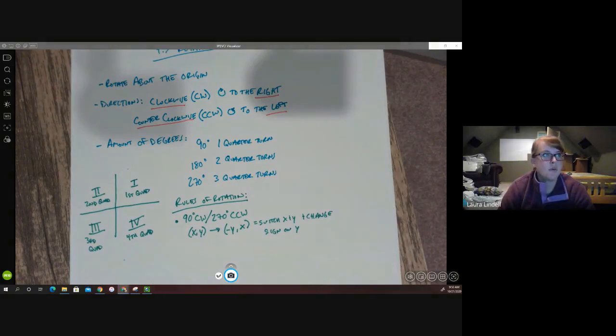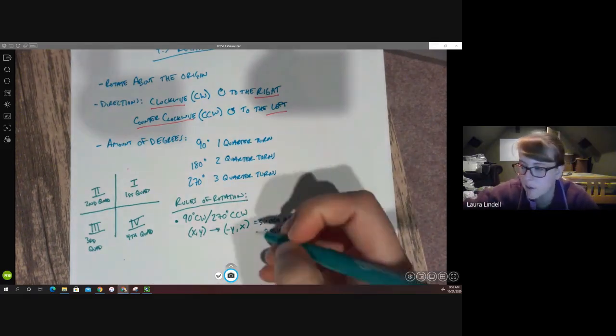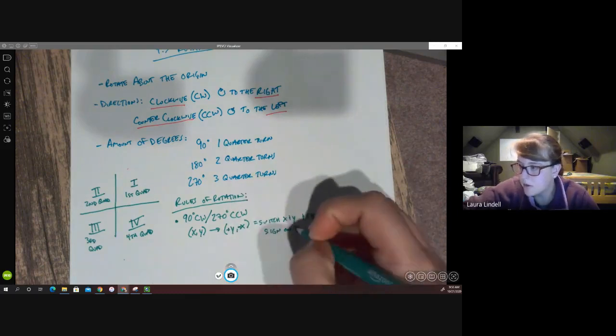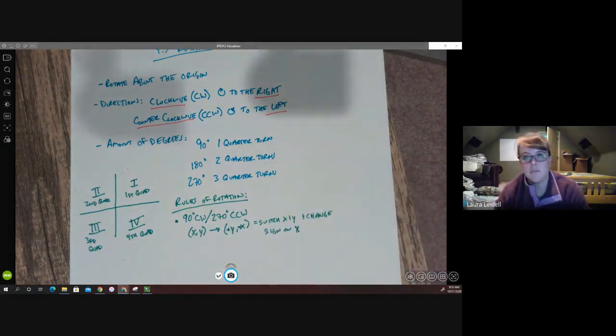So we switch x and y, and we change the sign on y. So that's what happens if you do 90 clockwise. Sorry, let's change the sign on the x. My bad. You switch x and y, and you change the sign on the x for 90 clockwise and 270 counterclockwise. Can't read my own writing.